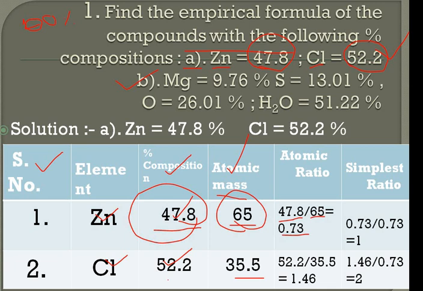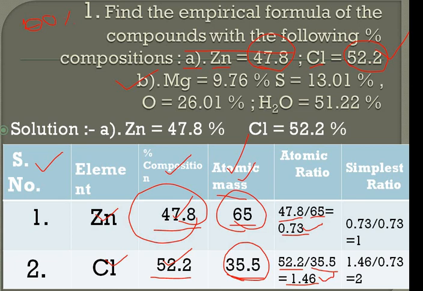Now attempt step number 2, serial number 2, the chlorine atom. 52.2% of the composition is chlorine. The atomic mass of chlorine is 35.5. Then do the same thing: divide the percentage composition, 52.2%, by the atomic mass of the element, 35.5, right? Now the first step is complete: 1.46 and 0.73 are the atomic ratios that we get.